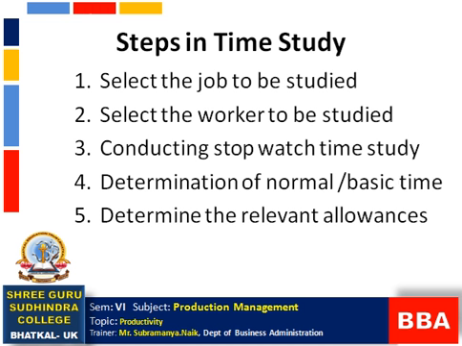Next, the fourth step is determination of normal or basic time. You determine how much basic or normal time is required. And the last one is, according to the time taken, you fix the allowances for the worker. That means whether he is eligible to get DA, HRA, or TA, based on the amount of time taken by that worker. This is all about time study. I hope all of you understood. Thank you.